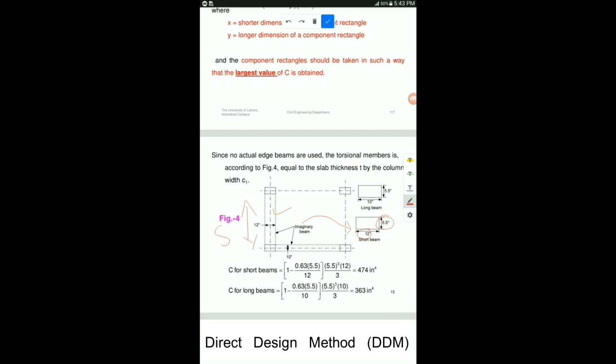So you're going to compute the torsional constant for each of the long and short direction beams. The calculations are shown here. These are the values for the short beam and for the long beam. These will be required in the next slide in order to do the transverse distribution of these longitudinal moments.